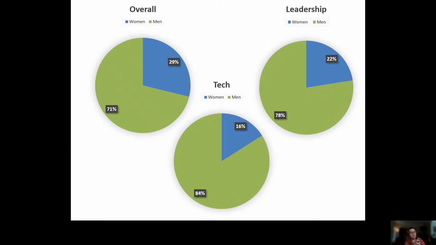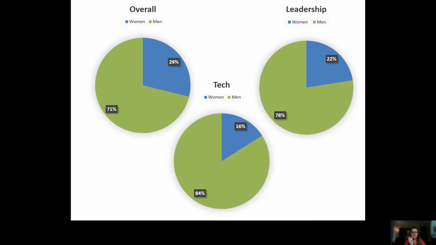Let's talk about how that's actually broken up among tech companies. Now, overall, 29% to 30% are women in tech. That is tech companies. When we look at tech roles in companies, that number drops down to 16%. But women in leadership roles in tech companies, it's at 22%.